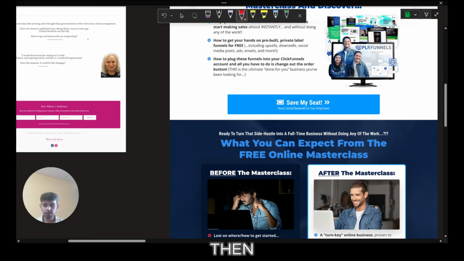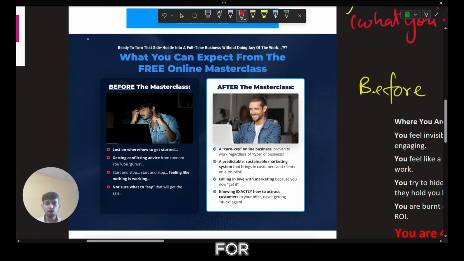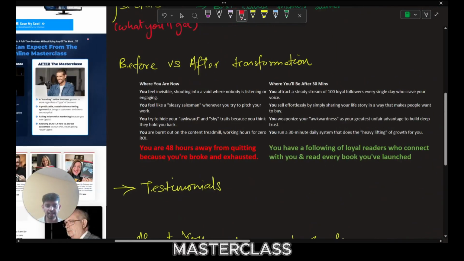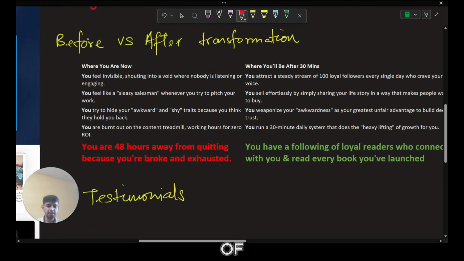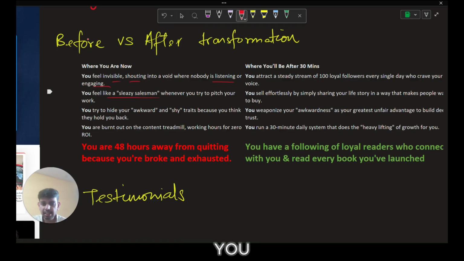Then you could have a before and after section for authors: before attending the masterclass, authors after attending the masterclass. Here's an example of statements you could use for the audience as they are right now. You feel invisible, shouting into a void, nobody listening to you or engaging. You feel like a salesman whenever you try to pitch your work. You try to hide your awkwardness and shyness because you think that's holding you back. But that's false. This is an internal false belief.